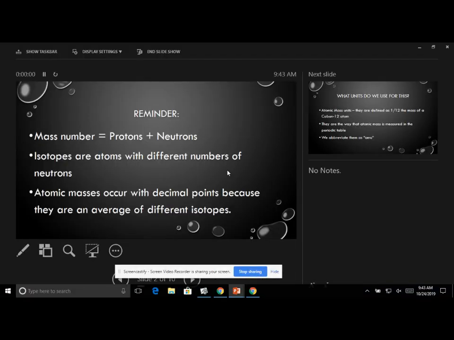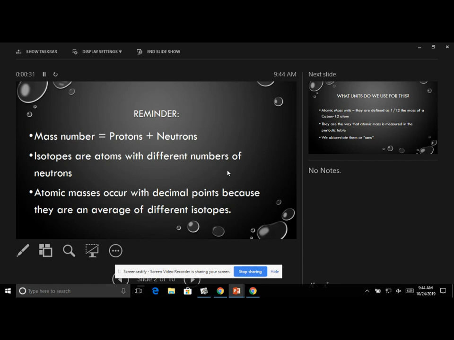All right, so these are your calculating average atomic mass notes. Just a reminder before we begin, the mass number is equal to the protons plus the neutrons. Isotopes are atoms with different numbers of neutrons, so they have the same number of protons but different numbers of neutrons. Atomic masses occur with decimal points because they are an average of different isotopes.